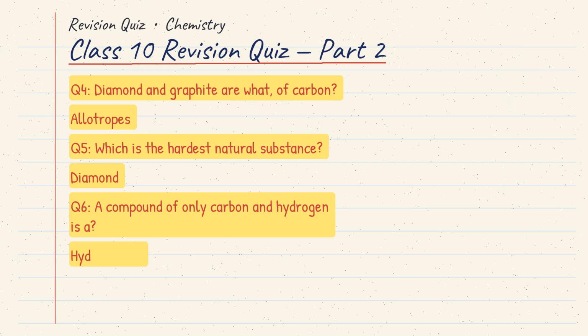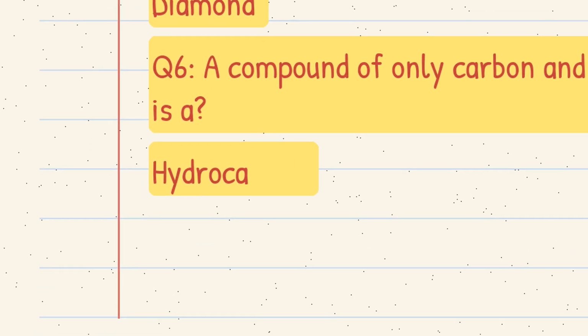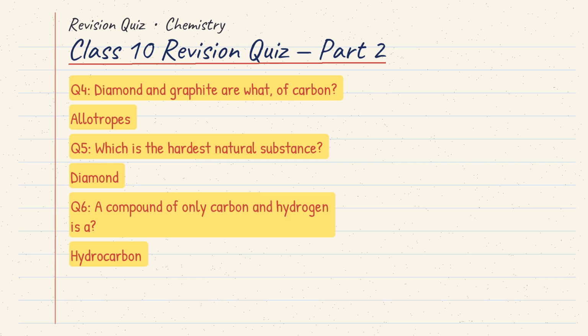The answer is hydrocarbon. Methane is an example. Question 7. Alkanes have only which kind of bonds?